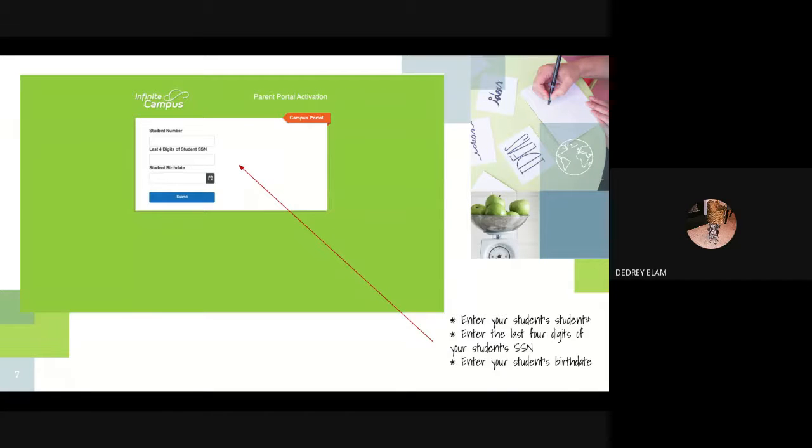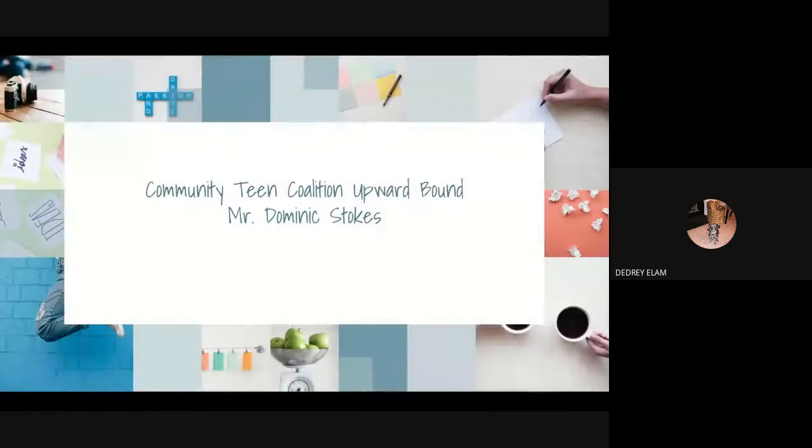At this time, are there any questions before we move on to Mr. Stokes, who's going to do a presentation next? Okay. Mr. Stokes is the Community Teen Coalition Upward Bound Executive Director, and he's going to share some information with you. I'm going to stop sharing my screen and allow him to present his screen. So let's give our attention to Mr. Stokes.